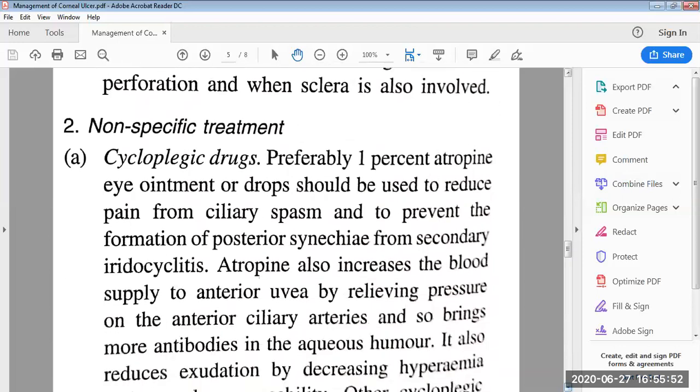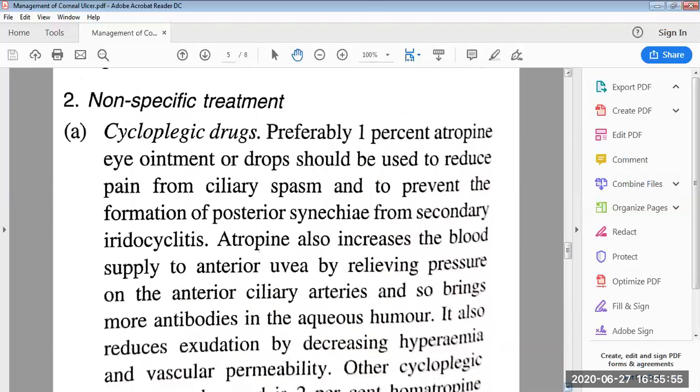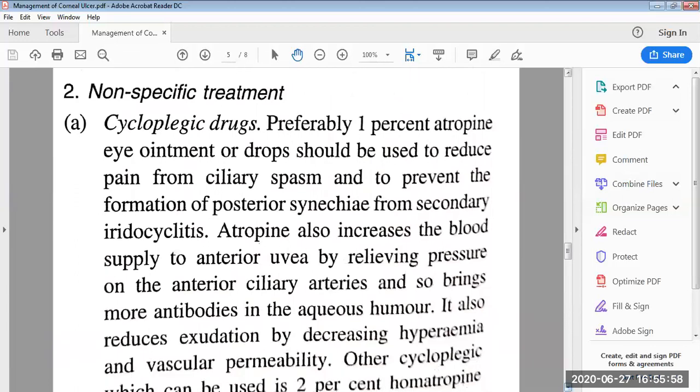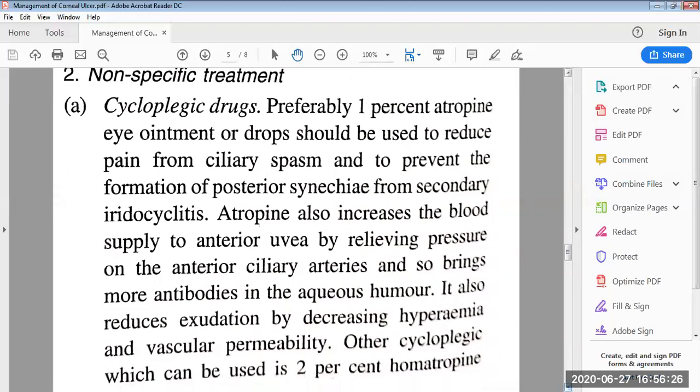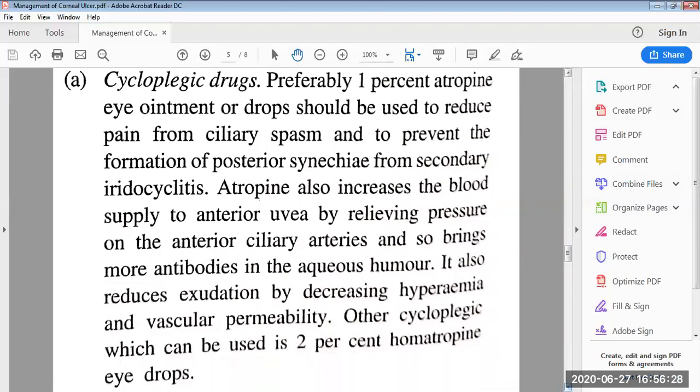Then the non-specific treatment, cycloplegic drugs, preferably 1% atropine eye ointment or drops, should be used to reduce the pain from ciliary spasm and to prevent the formation of posterior synechiae from secondary iridocyclitis. Atropine also increases the blood supply to the anterior uvea by relieving the pressure on the anterior ciliary arteries and so brings more antibodies in the aqueous humor. It also reduces exudation by decreasing hyperemia and vascular permeability.